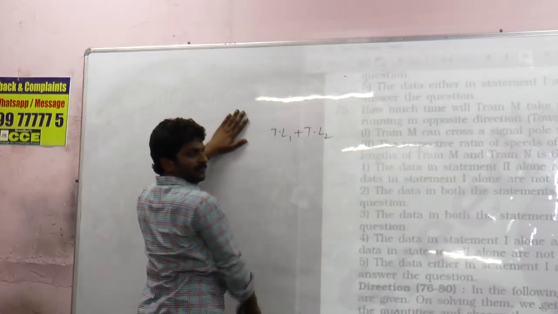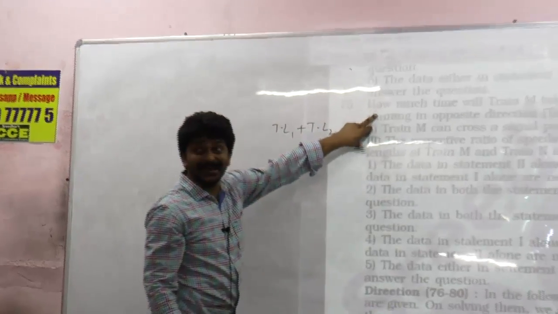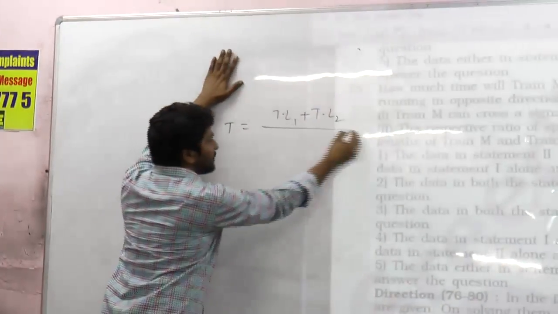How much time will train M take to cross train N, running in opposite directions towards each other? So both are moving. If a train tries to cross another train, the distance traveled becomes train length 1 plus train length 2. So you need to know train length 1 plus train length 2. And you are asked about time, so time t is equal to distance by speed.